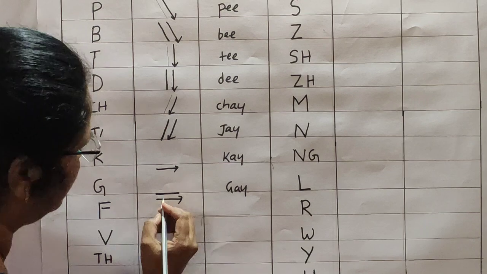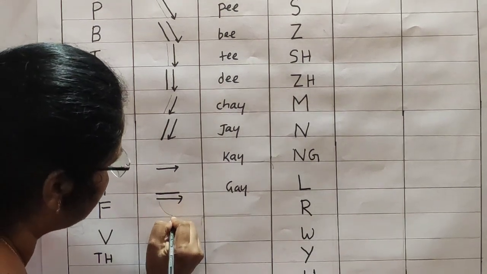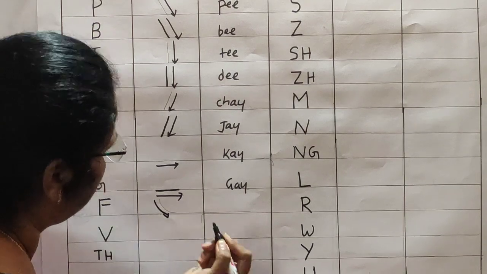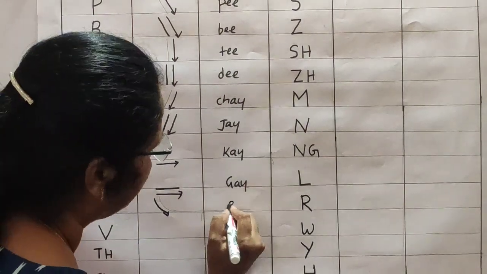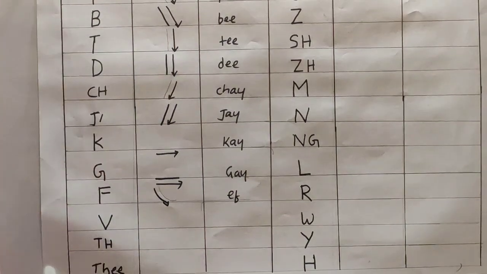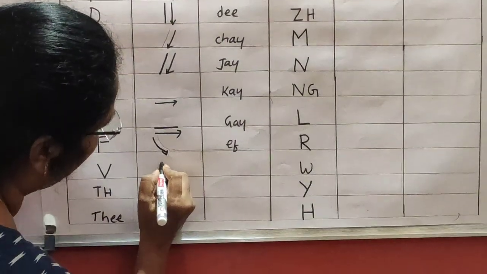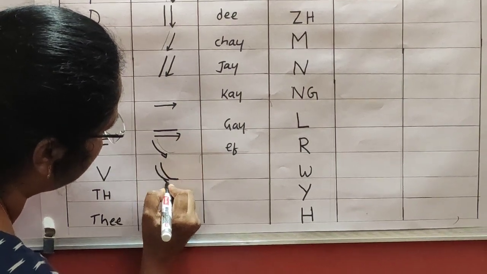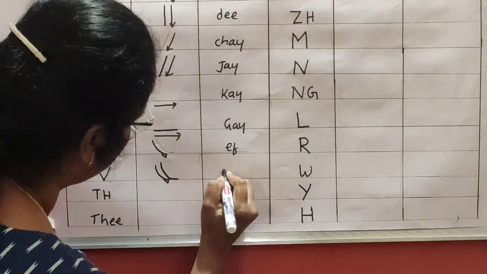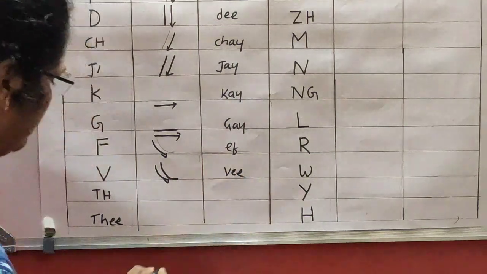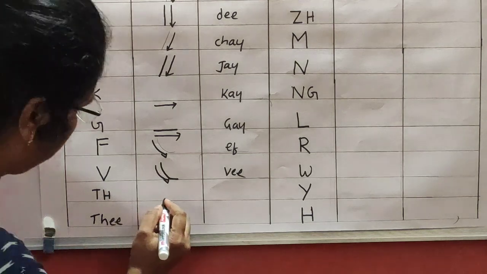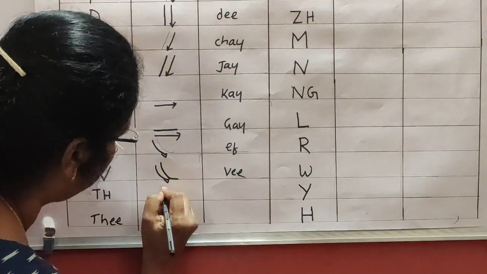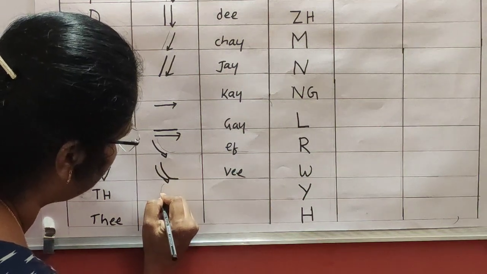This is a light curve upward to downward direction. It sounds as F. The next letter is V. V curve from upward to downward direction. It sounds as V. The next letter is Th. You have to write it in light from upward to downward direction.